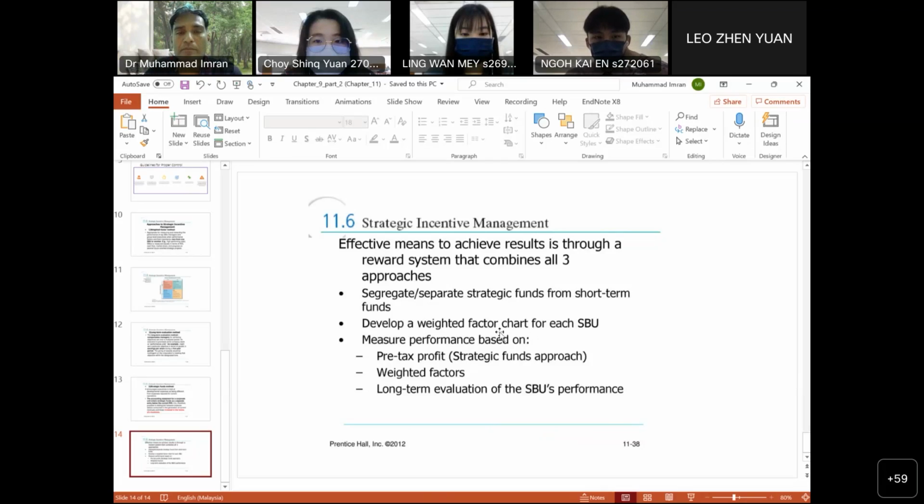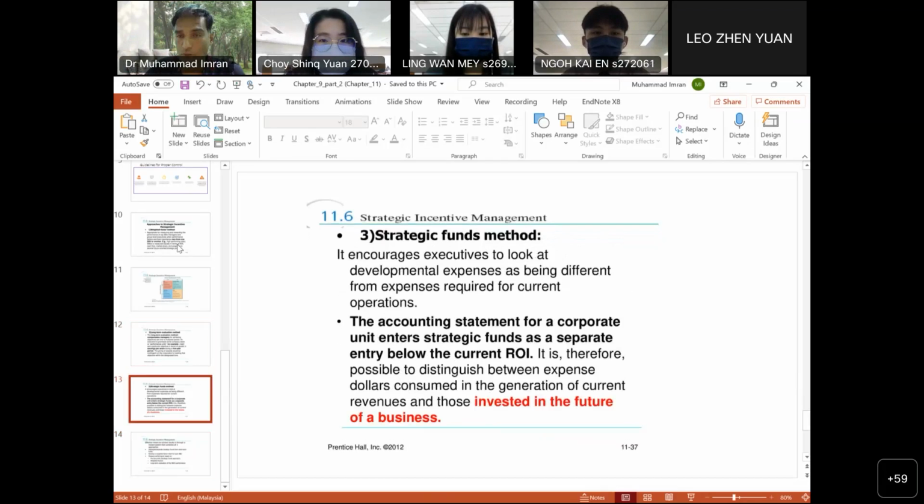Manufacturing performance based on pre-tax profit, strategic fund approach, weighted factor, long-term evaluation of the strategic business unit. The main theme is to combine them all. Should not go for just one. Should go for all three approaches.